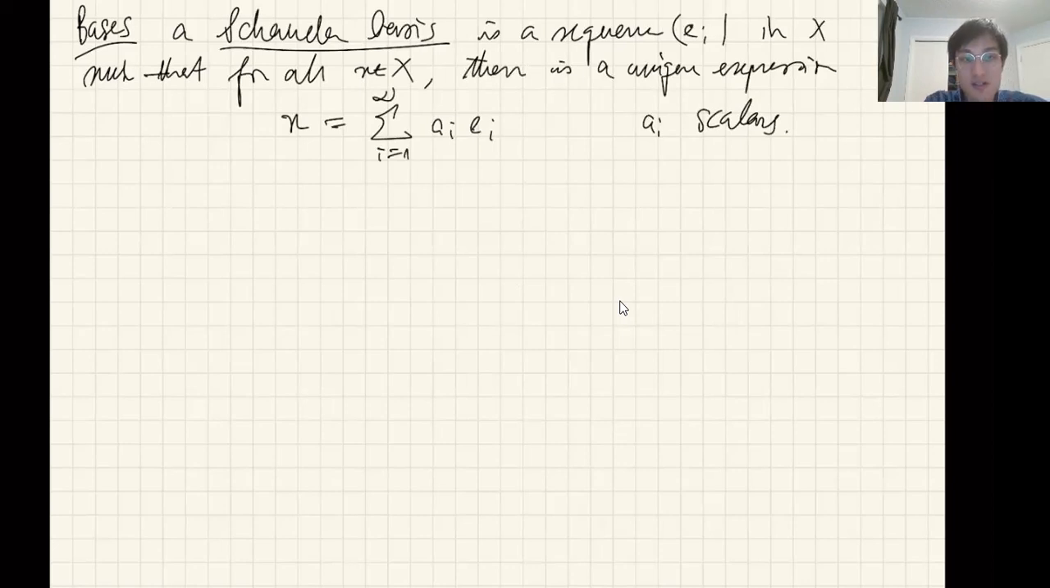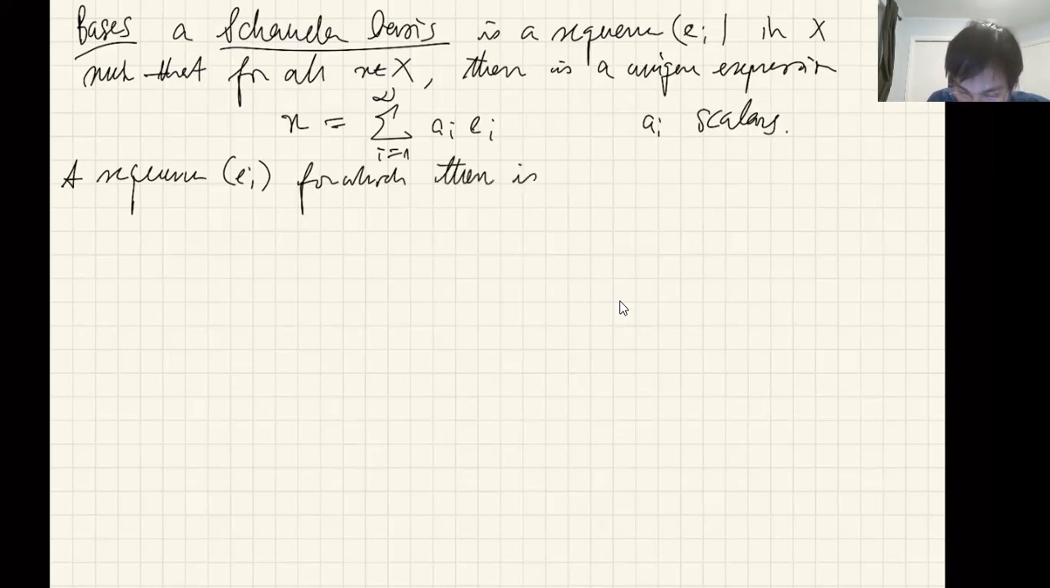Okay, and this has to be a convergent sum for this to make sense. The convergence is with respect to the norm of X, and this is in a Banach space X. So a sequence ei for which there is m greater than 1 such that 1 over m is less than or equal to the norm of ei, which is less than or equal to m, for all i.